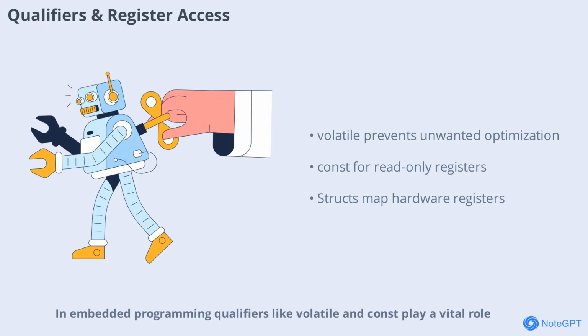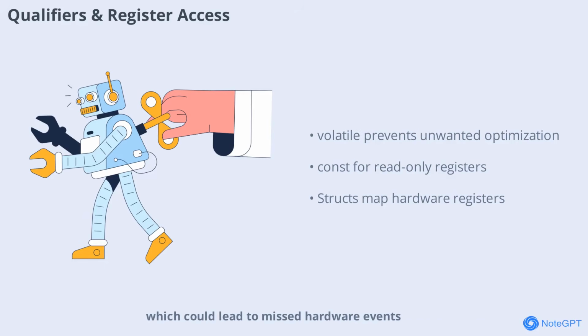In embedded programming, qualifiers like volatile and const play a vital role. The volatile keyword tells the compiler that a variable can change at any time, such as when updated by an interrupt or hardware. This prevents the compiler from optimizing away repeated reads or writes, which could lead to missed hardware events. Combining volatile with const is common for read-only hardware registers.